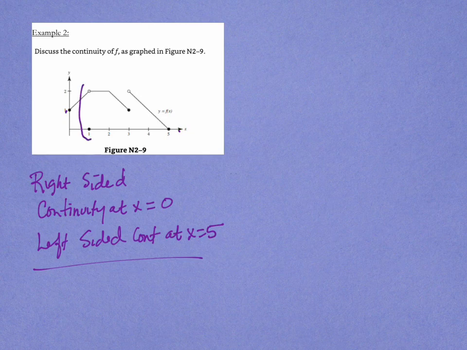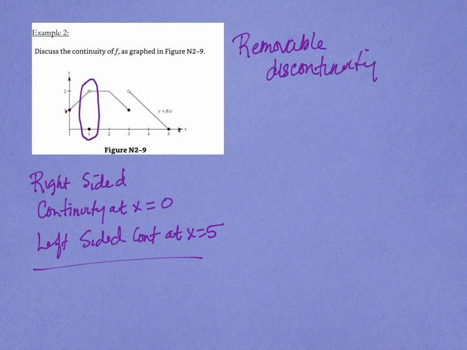Then we look at this area right here. We have what's called removable discontinuity. That's because you have a hole and then it's filled in somewhere else. And it's removable because if you reassigned this point right here, this 1, 0, and set it equal to that, then you would no longer have a discontinuity. So that's why it's called removable discontinuity. That's at x equals 1.